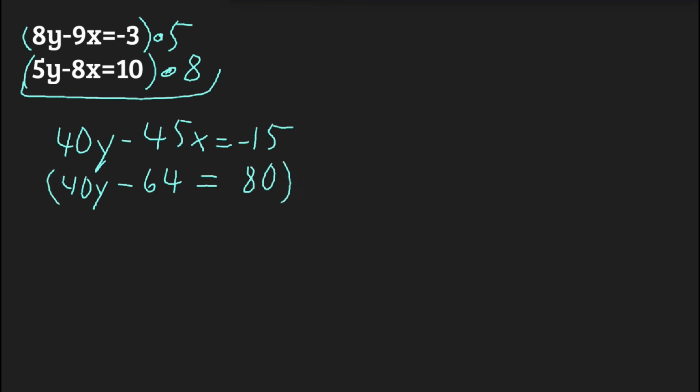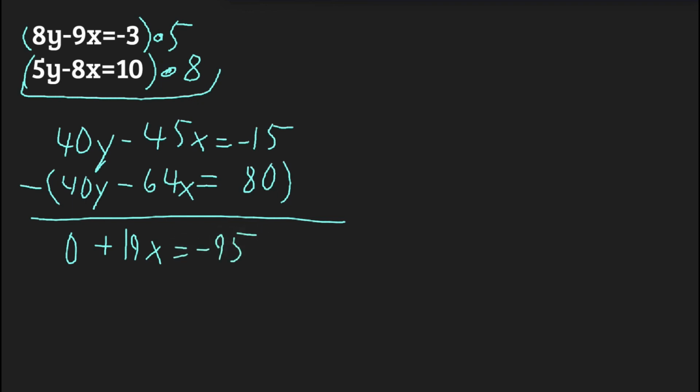So then what I'm going to do now is subtract the second equation from the first one. So the 40y minus 40y is just going to be 0, and then negative 45x minus negative 64x, I forgot an x there, so it's going to be negative 45 plus 64. Also you can think about it as 64 minus 45, so that's equal to 19. So 0 plus 19x, and then negative 15 minus 80, that's just going to be equal to negative 95. So then I'll divide both sides by 19 here, and I will get x is equal to negative 5.